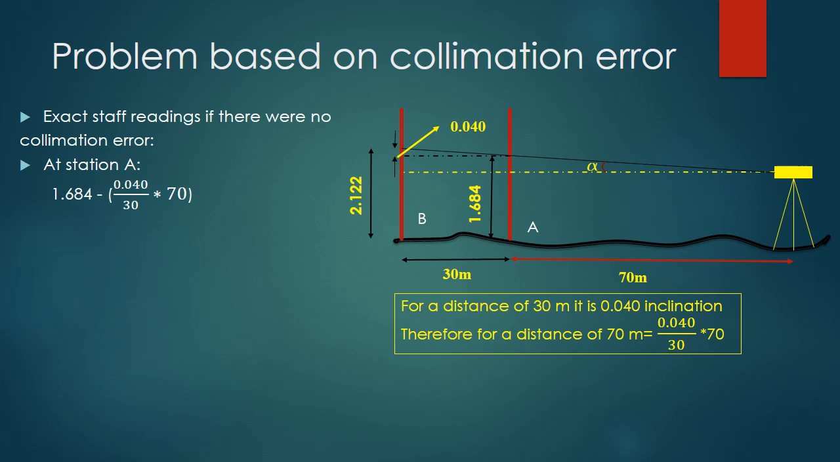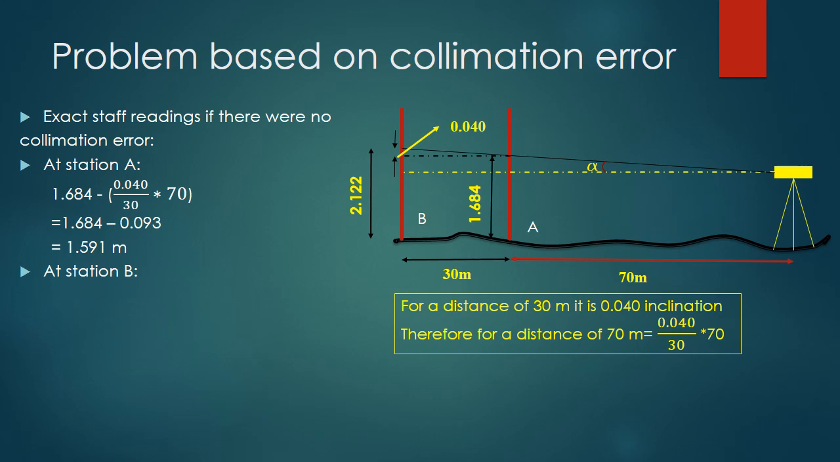This is very simple. If you keep a good watch over the figure, you can find out easily how it comes up. Now just solve it and we will get a value of 1.591 as our actual or true reading on the staff, which should be if there were no collimation error.